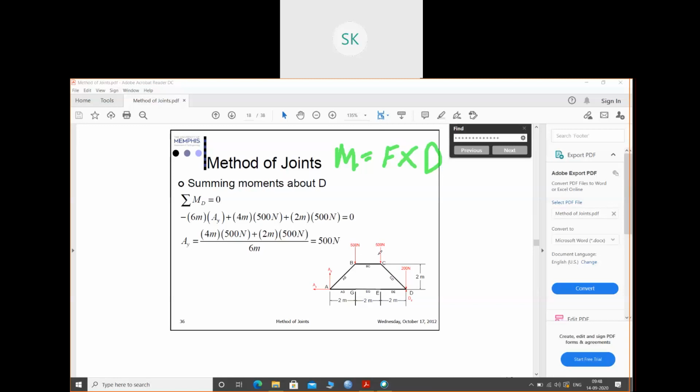This second 500 is at a distance of 2 meter from the D. So force is the 500, distance is the 2 meter. So force into distance equals to 0. This 200 force will not have any distance, so it will become 0. So we have 3 forces and 3 distances: AY into 6 meter plus 500 into 4 meter plus 500 into 2 meter equals to 0.